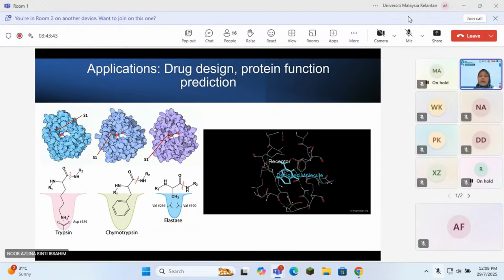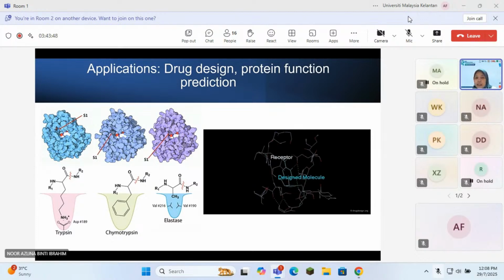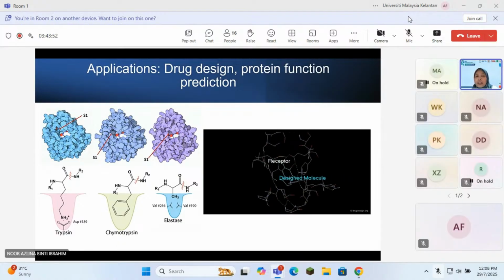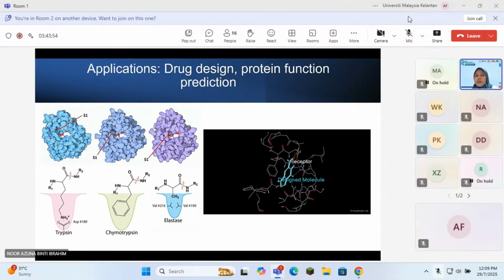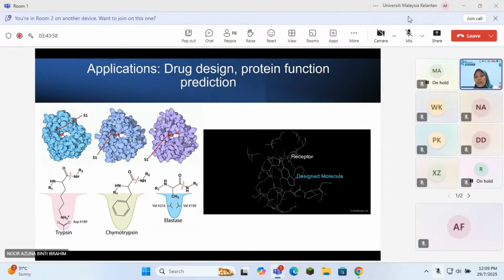The next figure is about drug design, in order to come out with a new drug, for example, a new drug for a certain application.